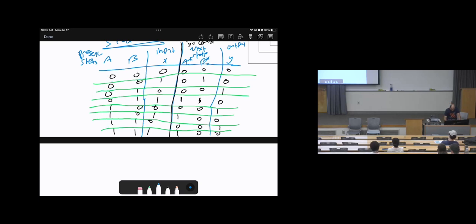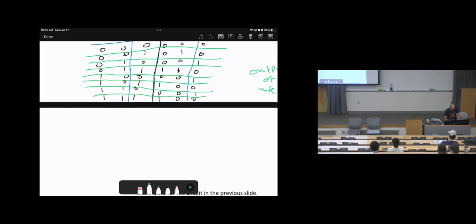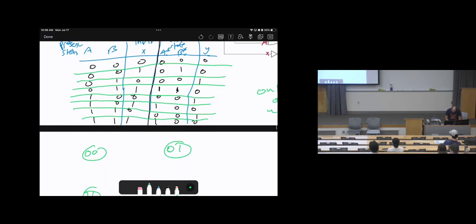So, let me draw it here. We have 00, 10, 01, 11, okay? Then, again, since I'm doing the Mealy model, the inputs and the output will be on the arrows. Look at the first scenario. We are at 00. If the input is 0, we will remain at 00, and the output is 0. So 0 over 0. Do you agree?